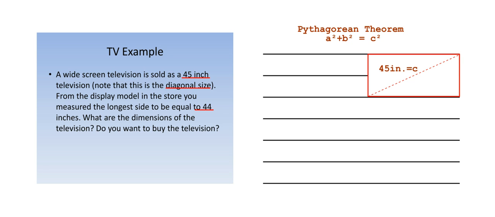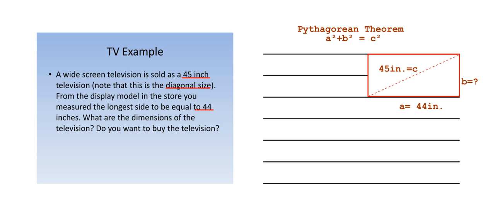So there's the diagonal. We know the diagonal is 45 inches. And it's the C value, agreed? It's the longest side, opposite to the 90-degree angle, which you can always put on there if you want to. I kind of did it in this case. So B equals, we don't know the height. Since we do not know the height, well, we do know the width though, right? A equals 44 inches.